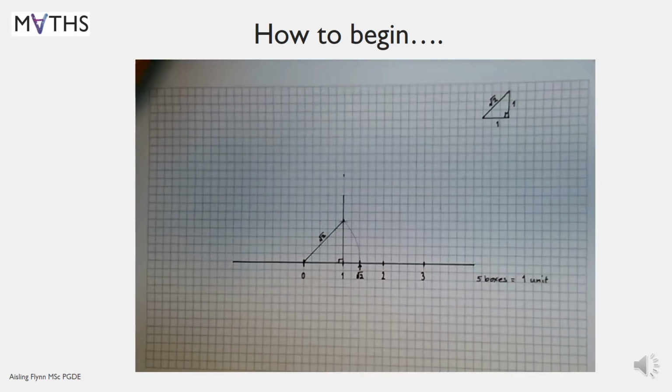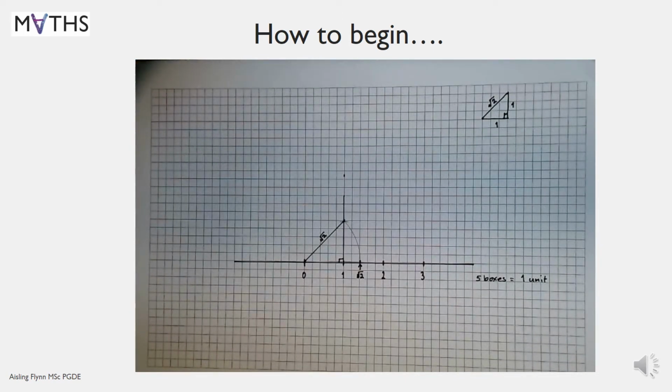Okay, and if you consult your calculator, you'll see that root 2 is equal to 1.41, and it continues because it's irrational, and you'll see that that's about right. It's some way before 1.5.